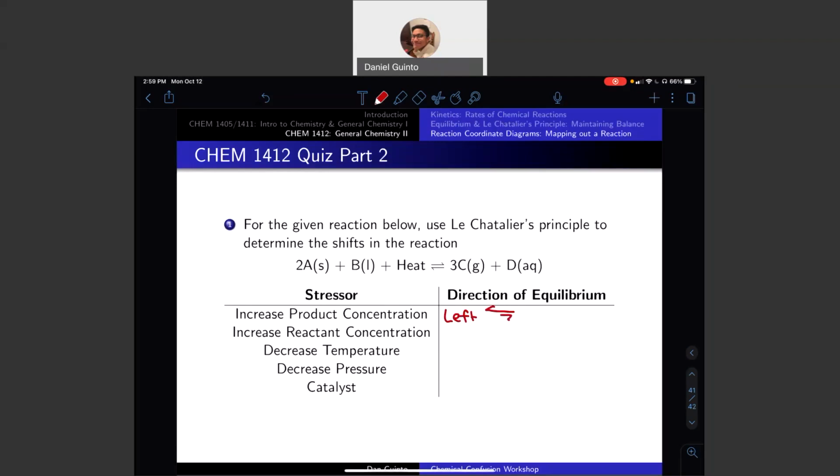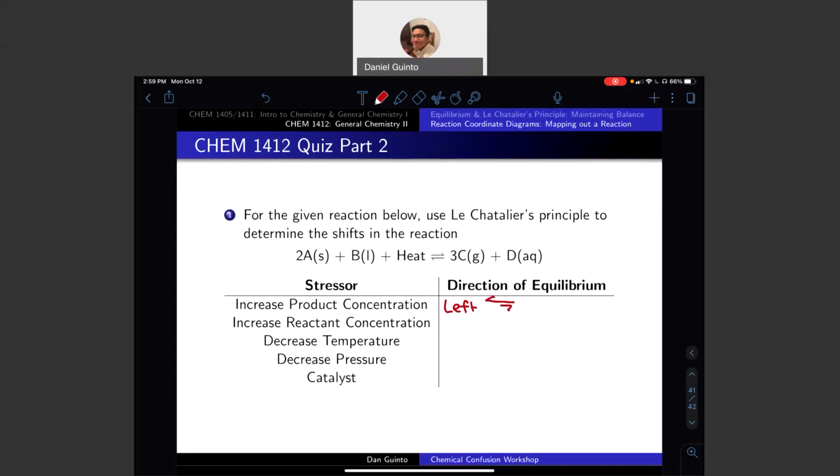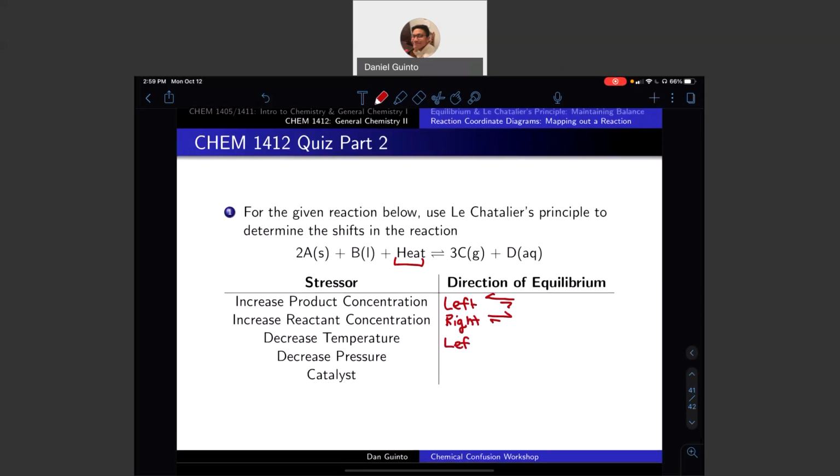But if I increase my reactant concentration, that means there are more reactants, so Le Chatelier's principle says we're going to have to correct that by going to the right. So arrow to the right and then arrow to the left. When I decrease temperature, temperature is only specific to the left. If I decrease temperature, I'm hurting the left, which means I have to compensate by shifting equilibrium more towards the left.